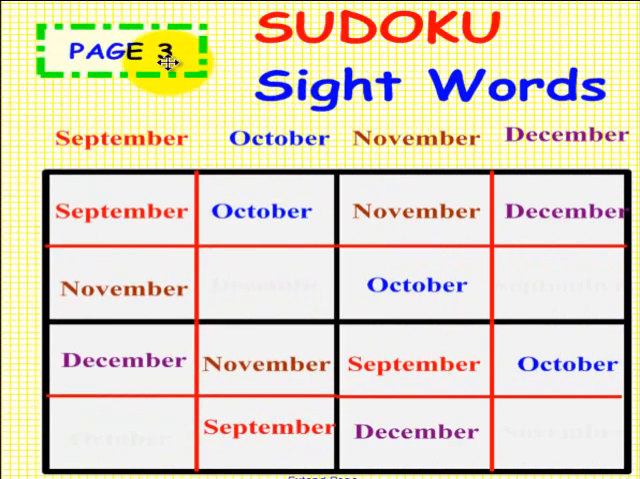Page 3. Sight words. Please do not pick up a pen until you're asked to do so. We're working with the months September, October, November, and December. Look carefully and you write in the answer for this column. This column has 2 missing. If you would, please pick up a pen to solve this problem.